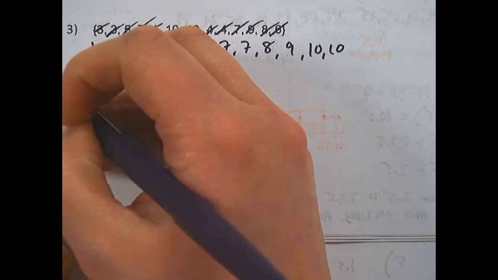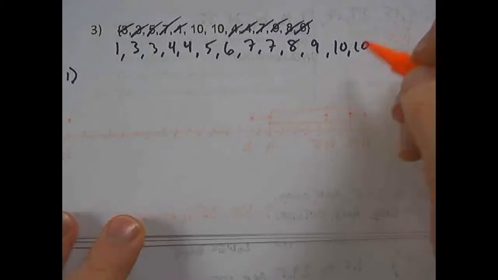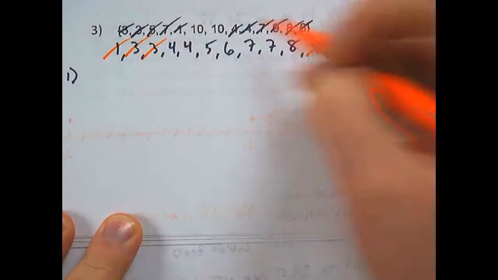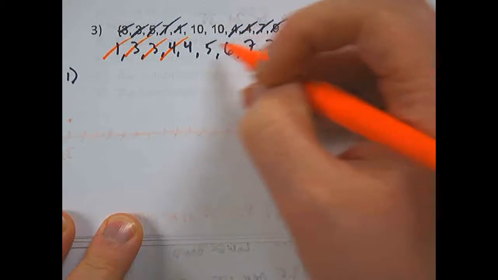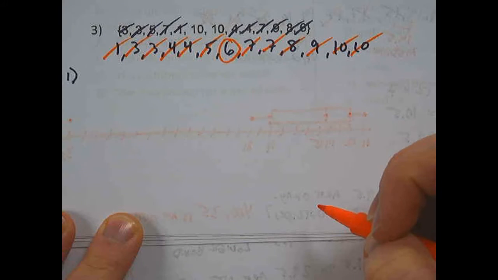We're ready to get started with step 1, which is find the median and the upper and lower quartiles. So here we go. To find the median, we just cross off numbers on either side until we get down to the middle. So our middle number here is 6. So that's going to be our median.